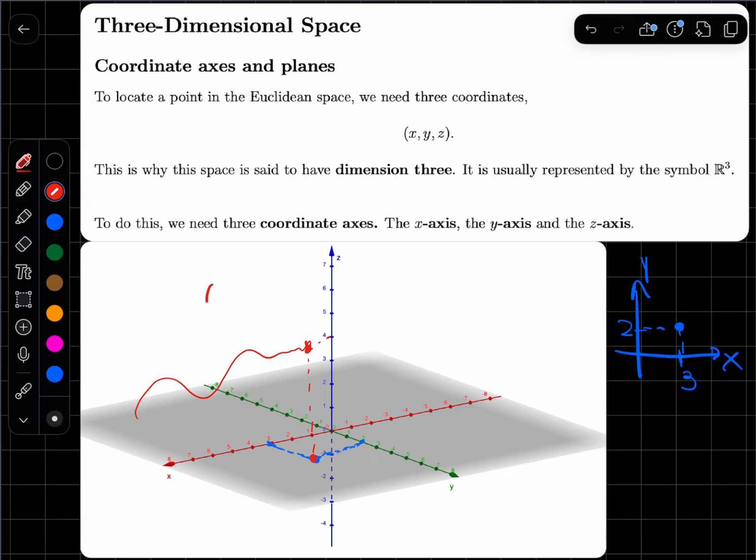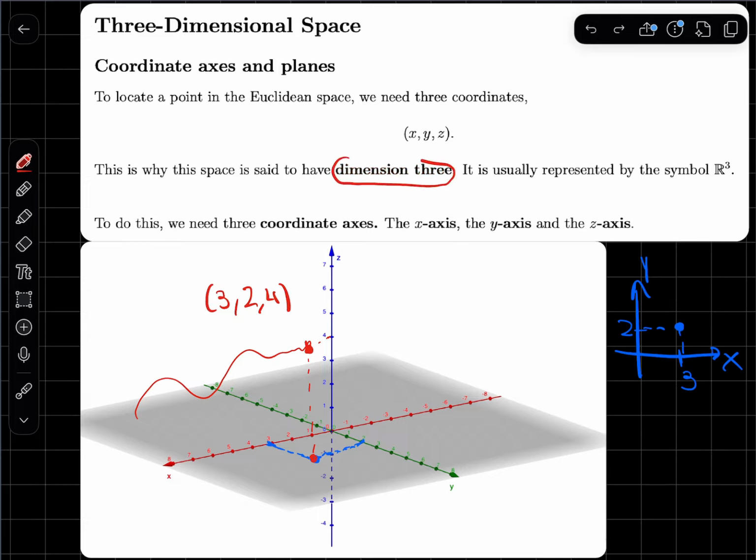So the position of this fly right here could be represented by the 3 numbers, x equals 3, y is 2, and z is 4. So this would be the position of my little fly at that moment while it flies through the room. So you go 3 in the x direction, 2 in the y direction, and 4 in the z direction. You can see we need 3 numbers to do that, okay? And this is why space is said to have dimension 3, and this is why I'm going to call this the 3-dimensional space, okay? I also use the expression Euclidean.